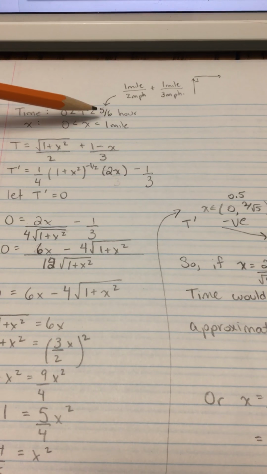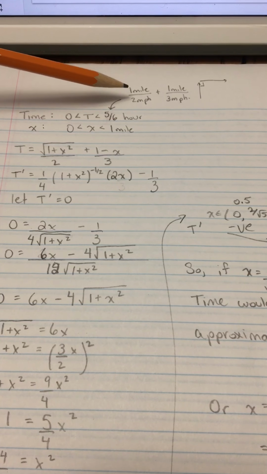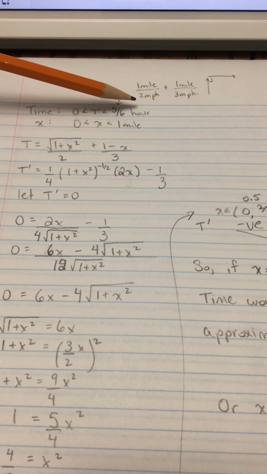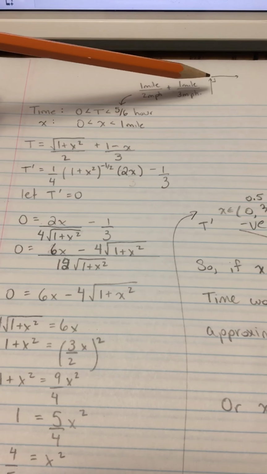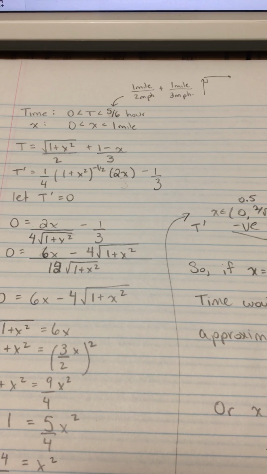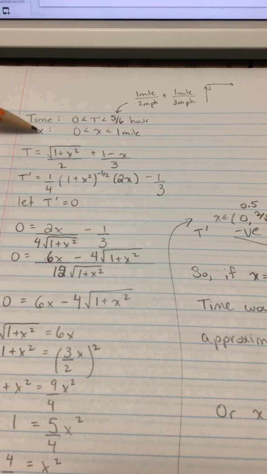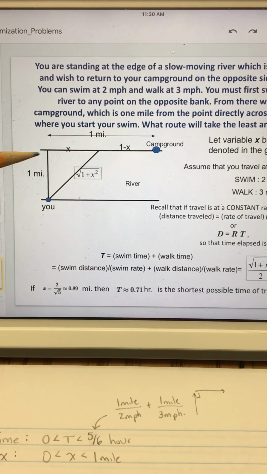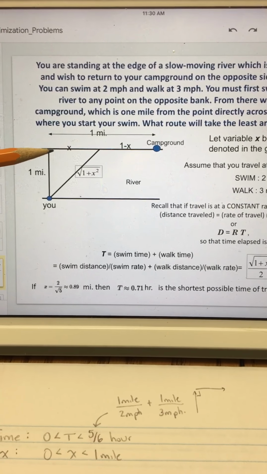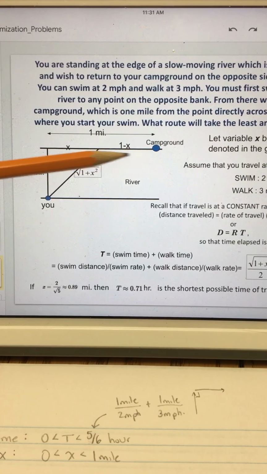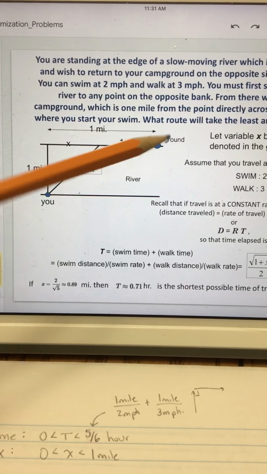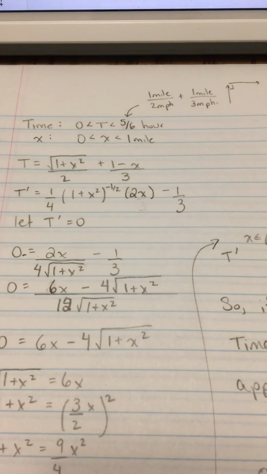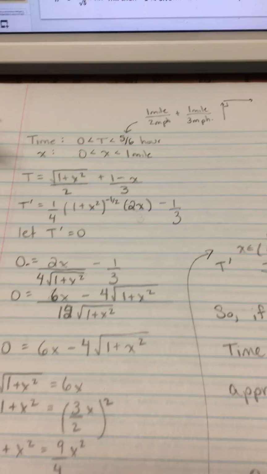an hour. Now I know it has to be less than 5/6 of an hour because if we go directly across the river for 1 mile, it'll take us at a rate of 2 miles per hour, plus we then walk a mile at 3 miles per hour, that's going to take us 5/6 of an hour. And then if we think about it, our x value from our diagram has to be larger than 0 because we need to swim landing somewhere in here, and it can't be bigger than 1 mile because it doesn't really make sense to swim past the campground and then walk back to it. So that's how I know that my x value has to be between 0 and 1.